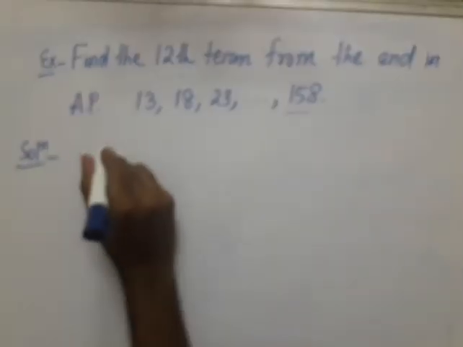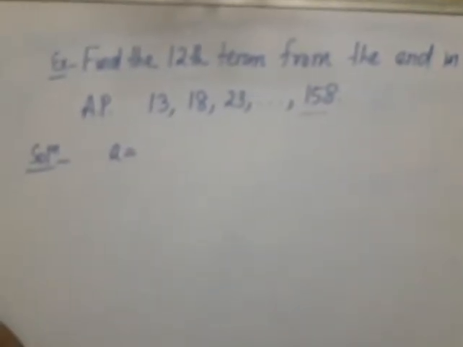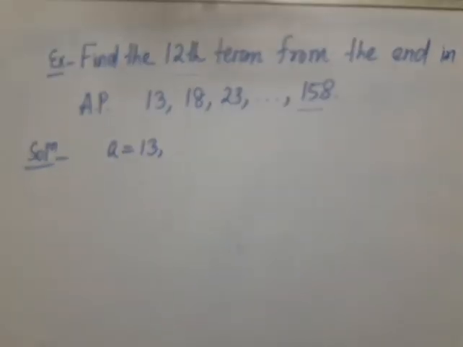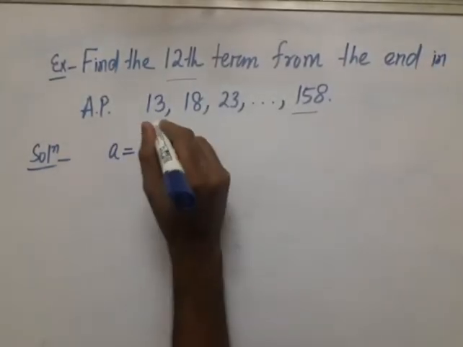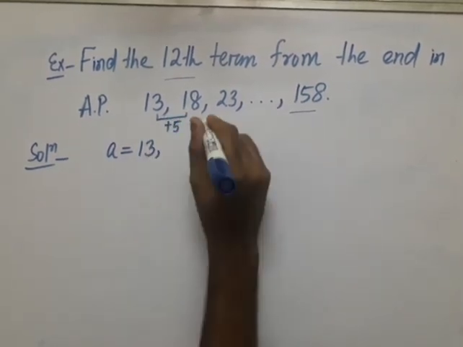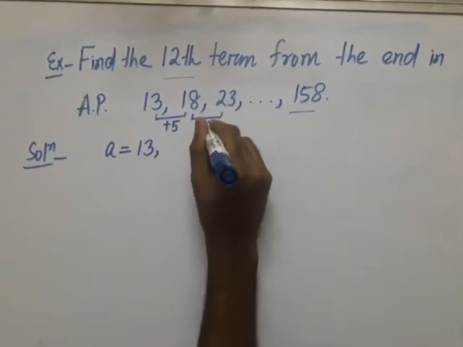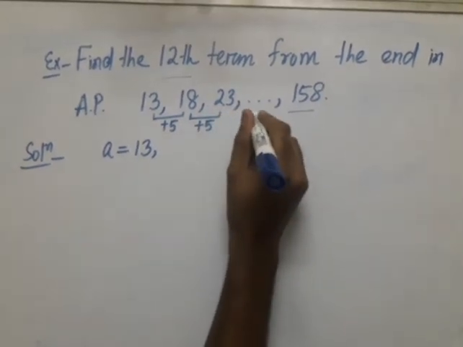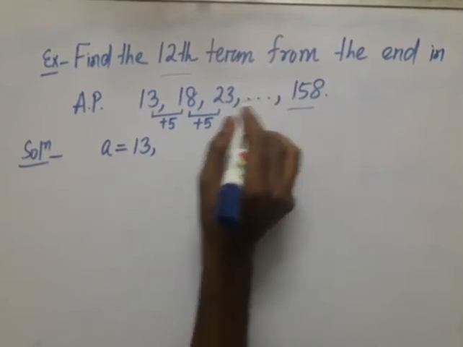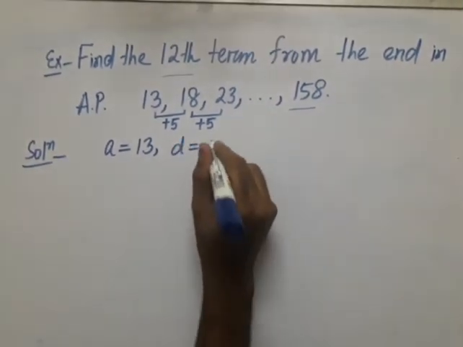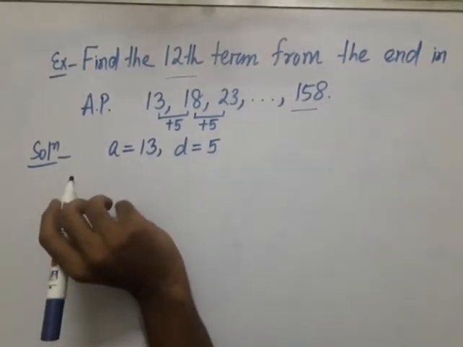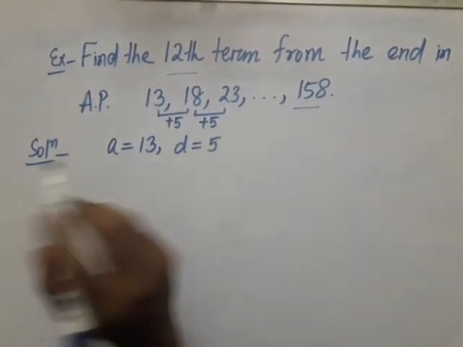Okay. So the first term of this sequence is 13. We will write a equal to 13. And what is the common difference here? 13, we add 5, we get 18. Similarly, we add 5, we get 23. Similarly, again, if we add 5, we will get 28, which is hidden within these 3 dots. So the common difference d is equal to 5. Now it has asked us to find the 12th term from the end.